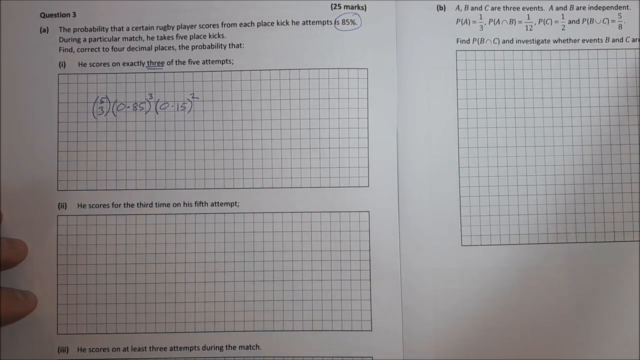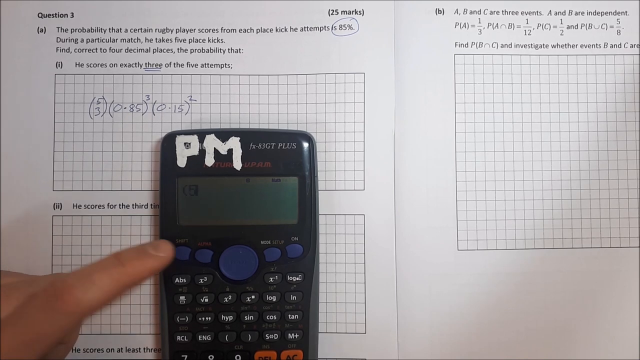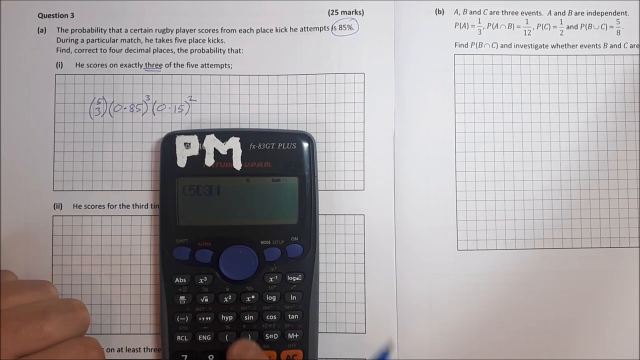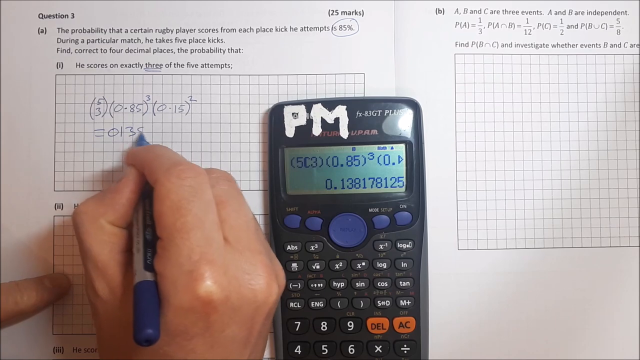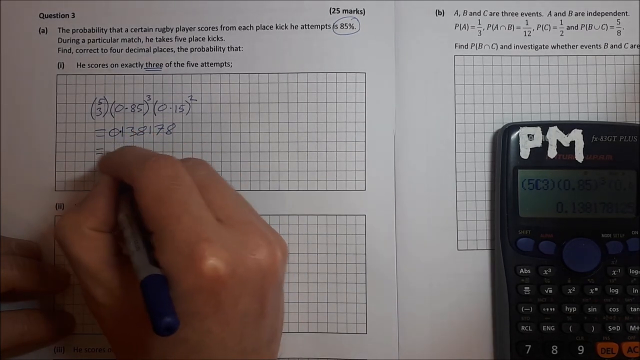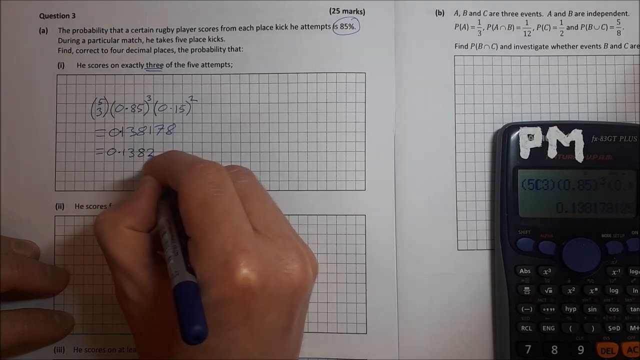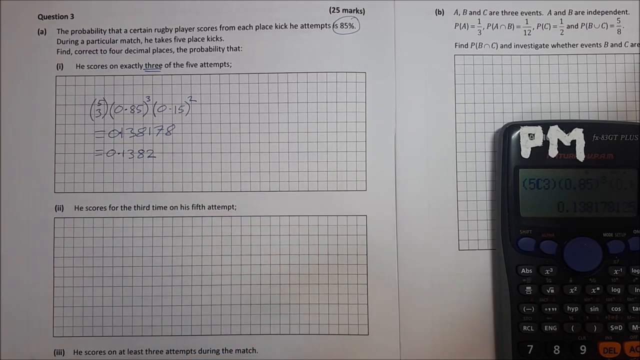And now we can type this straight into our calculator. So grabbing the calculator there, we type it straight in, use brackets. So it's 5 choose 3 times 0.85 to the power of 3 times 0.15 squared. And that's, made a mistake, squared. That is equal to 0.138178. Now, they want correct to 4 decimal places, so that is equal to 0.1382. That's as a decimal, or it would be 13.82%.